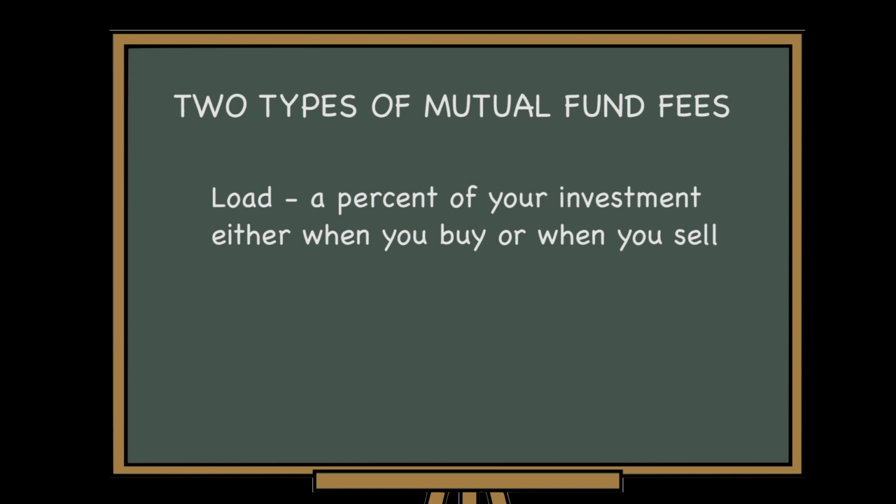The second fee type is one you should never pay, in my opinion. This is a one-time fee called a load. It's a percent of your investment and is imposed either when you buy or when you sell. Generally, these fees move money straight from your pocket into the pocket of a salesperson, advisor, or broker.